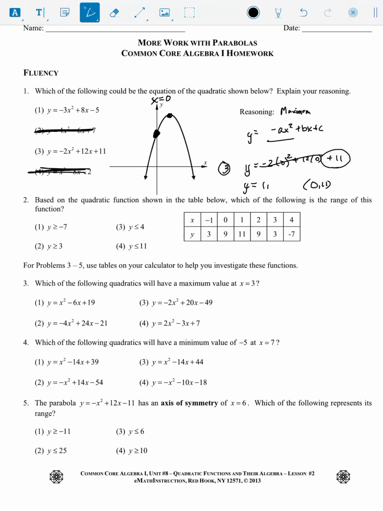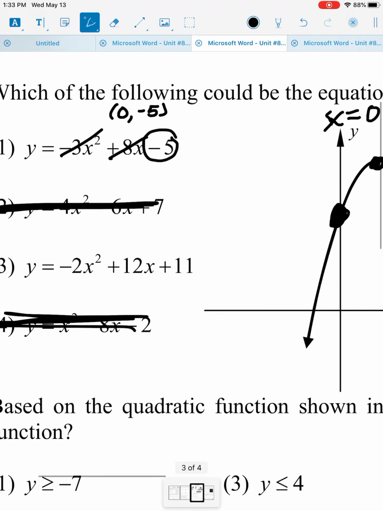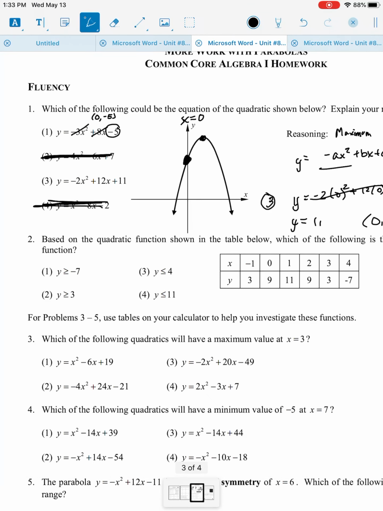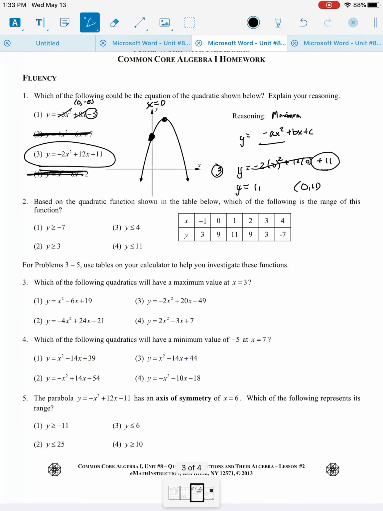And if I was to substitute a 0 in for choice 1, my y-intercept would be 0, negative 5. And on this graph, there is no y-intercept at 0, negative 5. Now, moving on to my next problem. Choice 3 was our answer for that question.